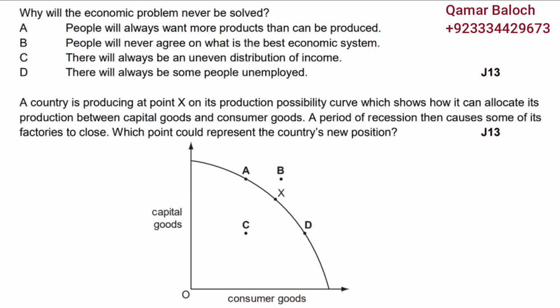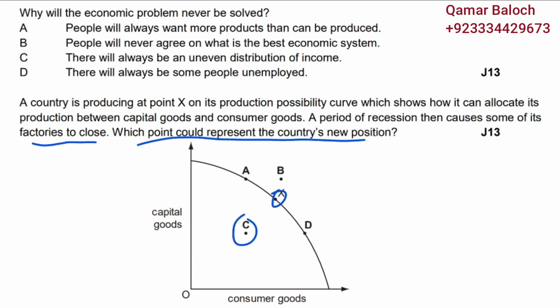Okay, now moving to the last question of this video lecture, a country is producing at X. Okay, so this is the point X, which shows how it can allocate its production between capital and consumer goods. A period of recession then causes some of the factories to close down. If factories close down, then it will cause unemployment. Which point could represent the new option?